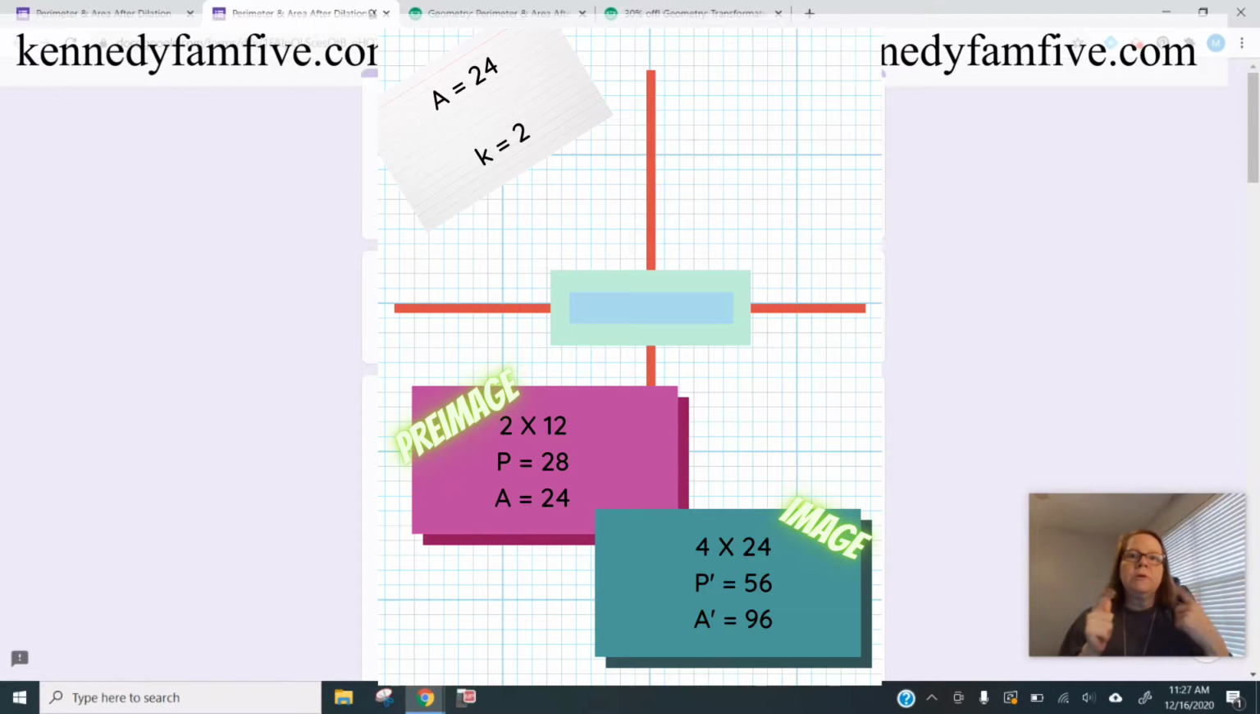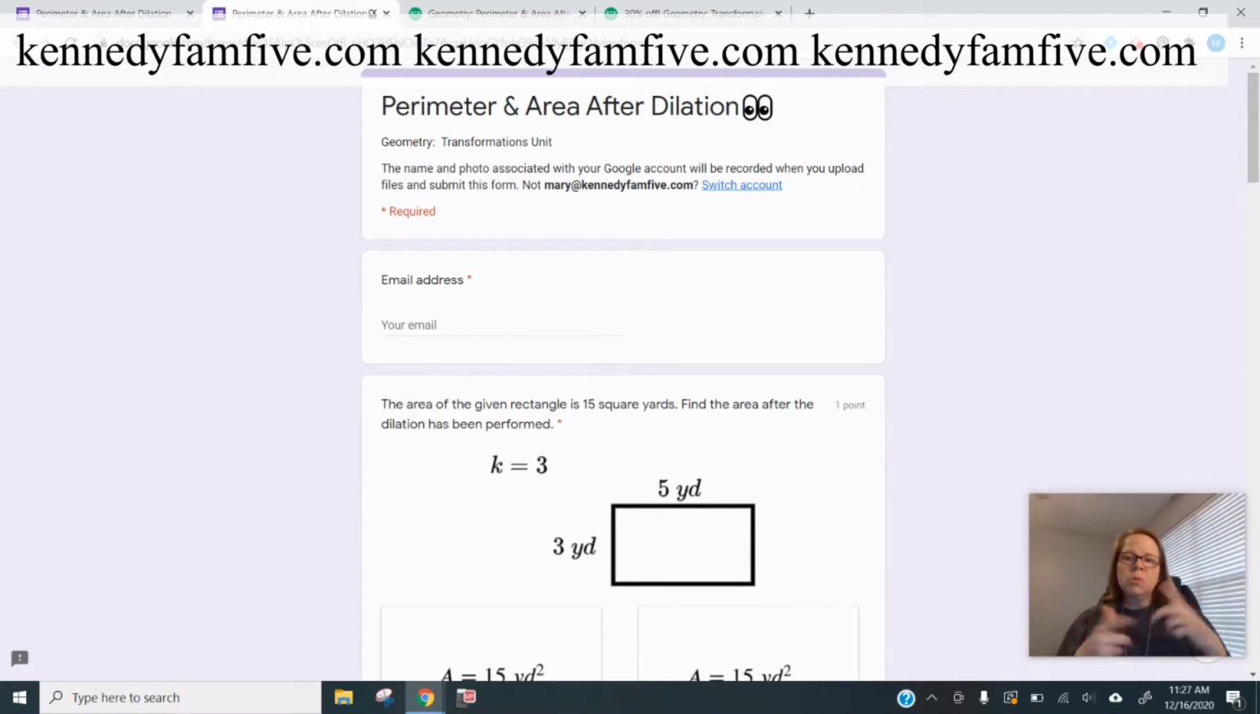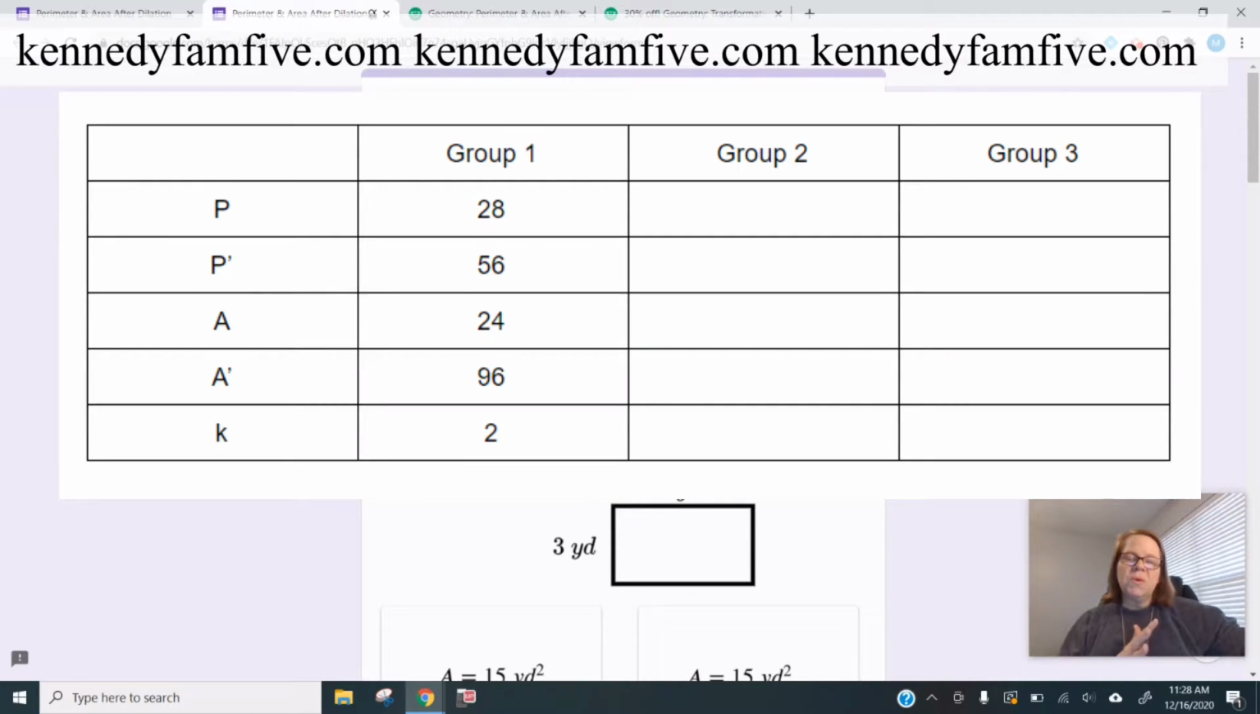And then their challenge was to see if they could find a connection of how the perimeter changed to the perimeter prime and how the area changed to the area prime. And it was one of those really great days in the classroom when I'm just walking around and listening to really good math conversation. And then I would create a chart on the board. They would fill in their answers.